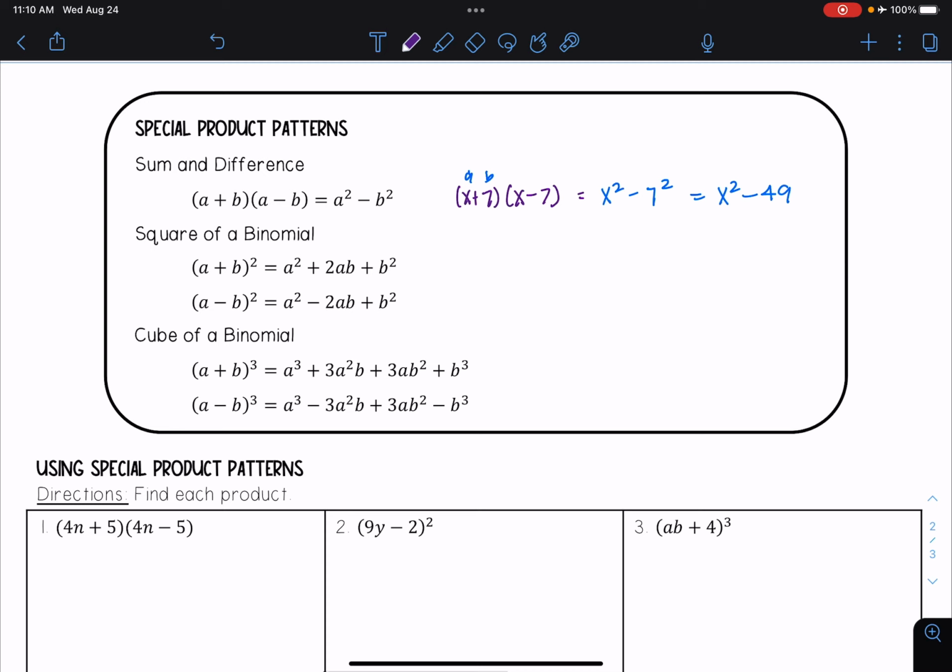I also have the square of a binomial pattern. For a plus b squared, that's going to equal a squared plus 2ab plus b squared. For a minus b squared, it's pretty much the same thing, except I'm subtracting that 2ab.